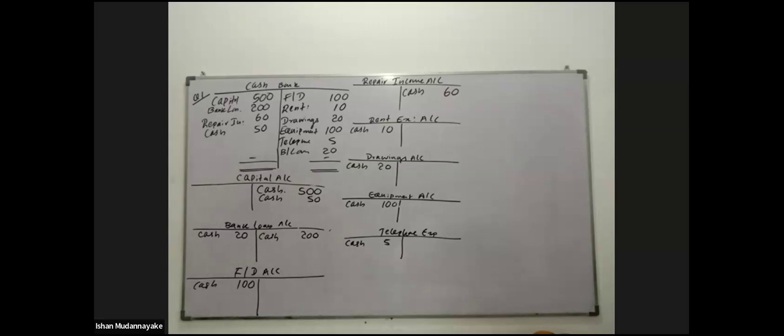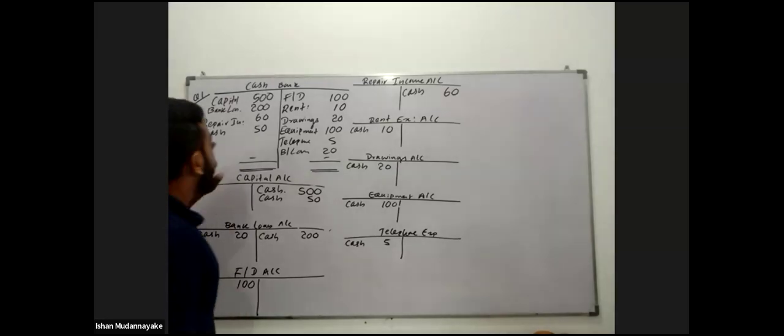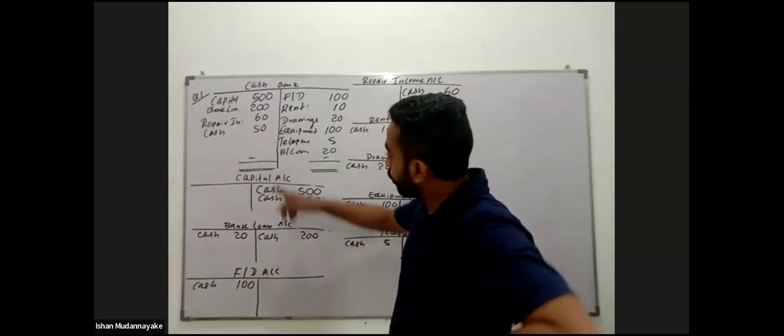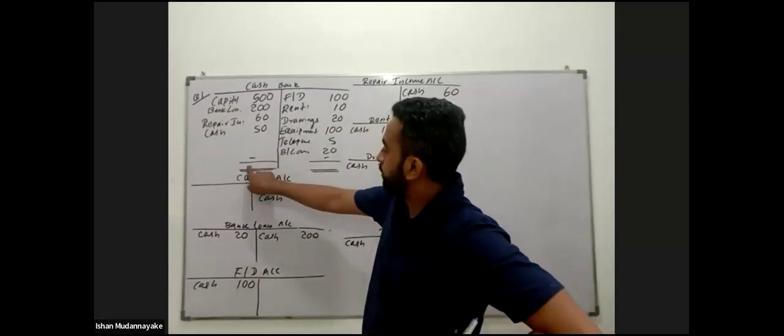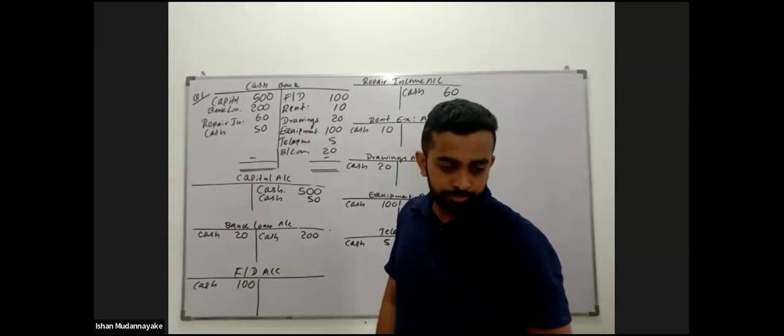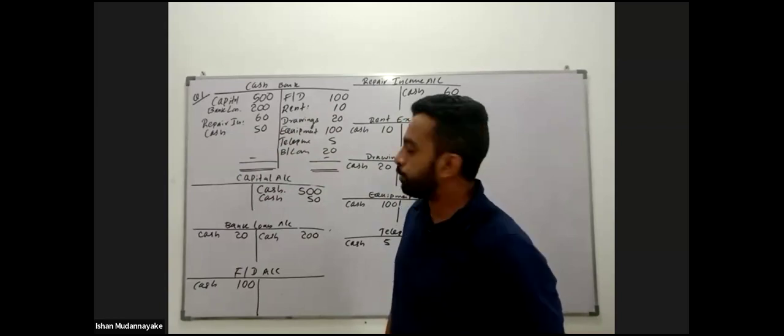Okay, right, and then please get the total of the higher side to this line. In a cash book, the higher side is the debit side.